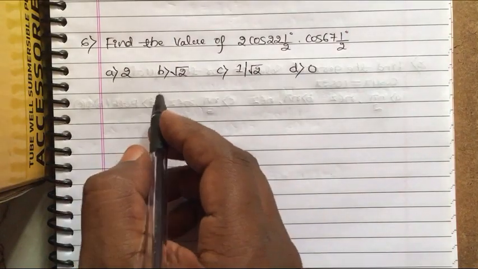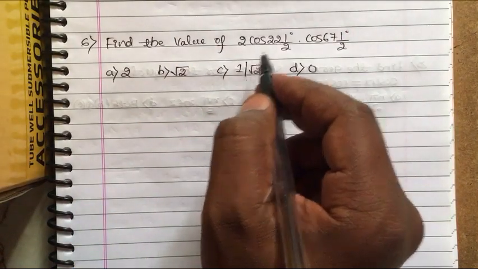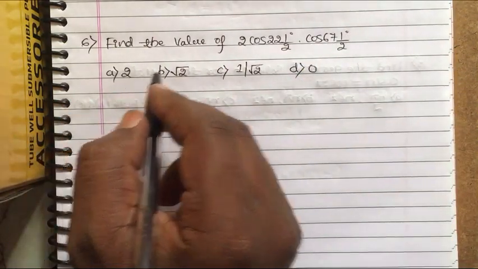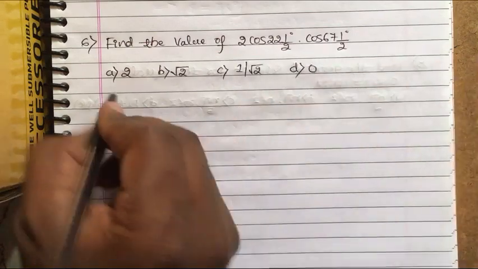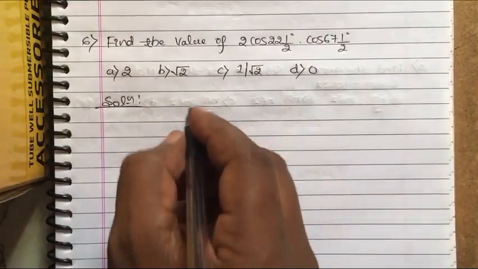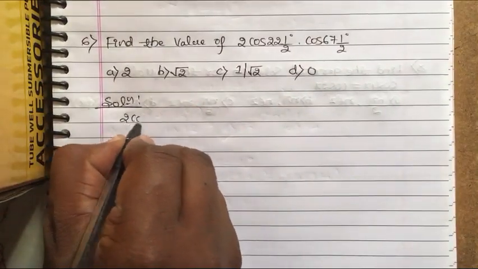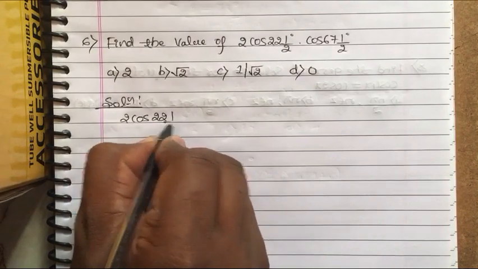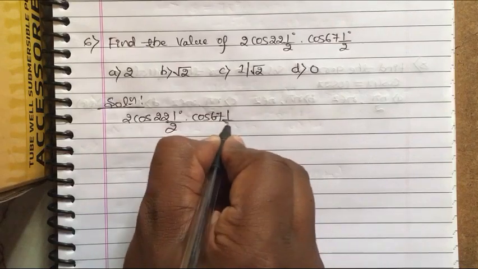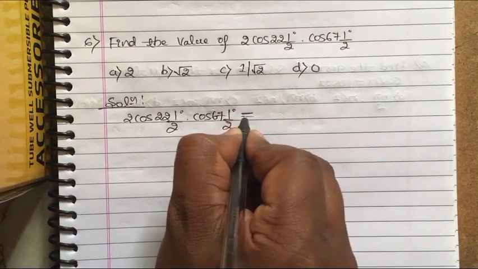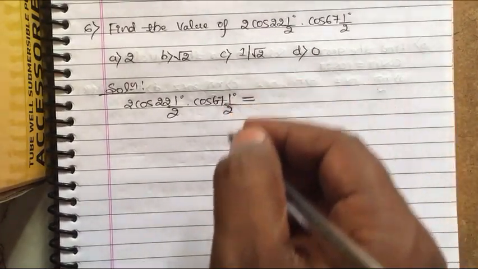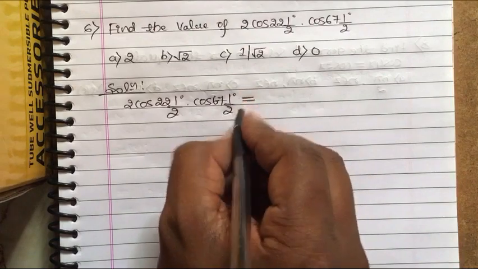The sixth question: find the value of 2 into cos 22.5 degree into cos 67.5 degree. The four options are 2, root 2, 1 by root 2, 0. So take the given function as it is now. 2 cos 22.5 degrees into cos 67.5 degrees is in the form of 2 cos A cos B. This can be written as cos of A plus B plus cos of A minus B.